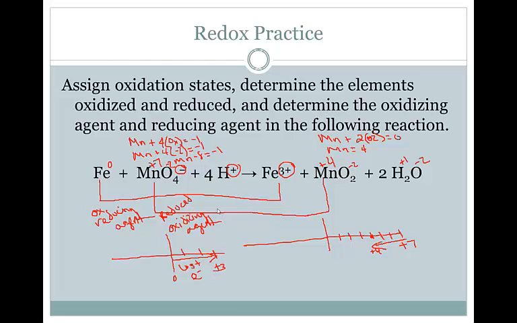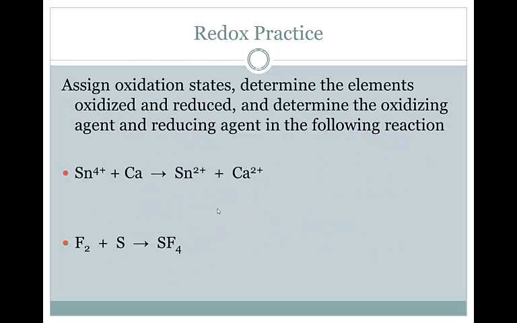Let's try this again. Assign oxidation numbers, oxidation states, determine the elements oxidized and reduced, and determine the oxidizing agent and reducing agent of the following. Well, the first one is actually fairly easy because they tell you plus 4, this is an element, so it's a 0. Plus 2 and a plus 2. So Sn is going from a plus 4 to a plus 2. Let's look at the number line. 1, 2, 3, 4, it's starting off at a plus 4, 1, 2, going to a 2. So it's becoming more negative. Because of that, you know it's gaining electrons. Gain electrons, reduced, which means it's the oxidizing agent.